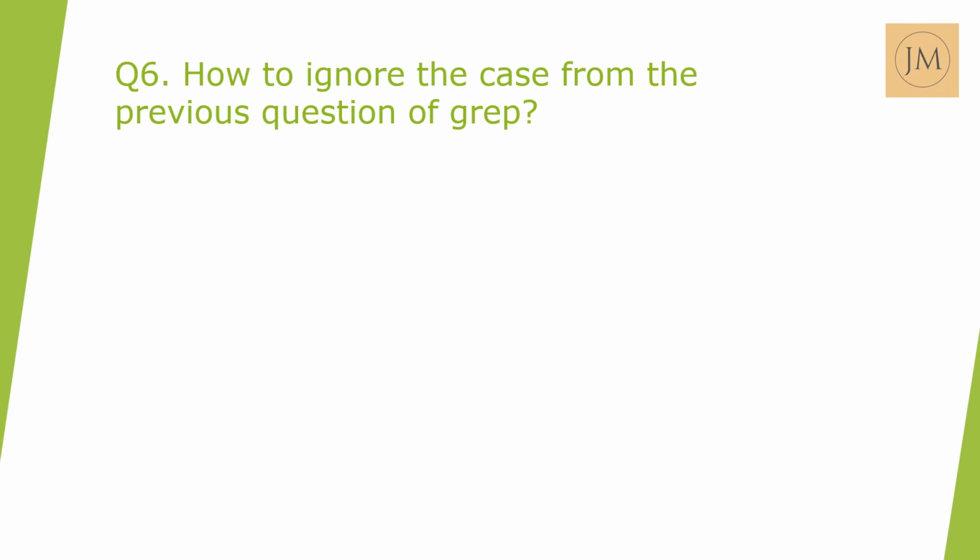How to ignore the case from the previous question of grep? So in the previous question we used a pattern along with hyphen c, but if you want to ignore the case as well, so how would you do that? You will be just putting hyphen i before c, right? The command would be same as that of previous one. The only addition is like you need to put hyphen i, right? Okay.